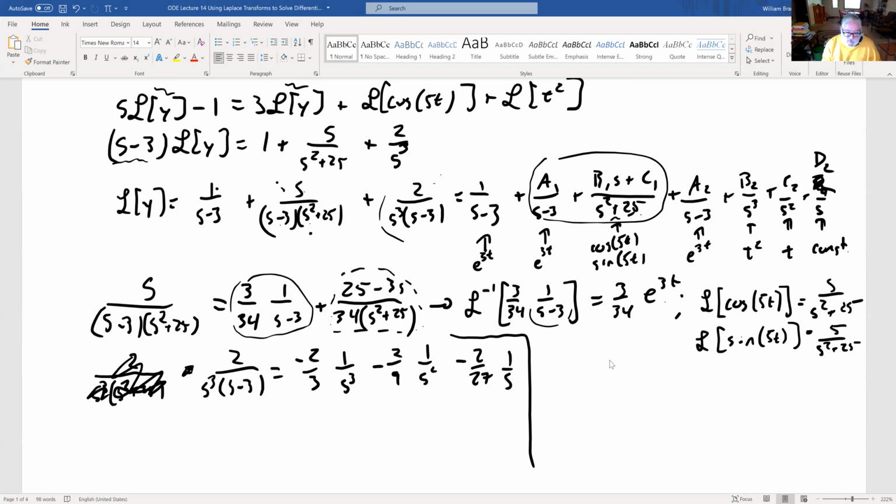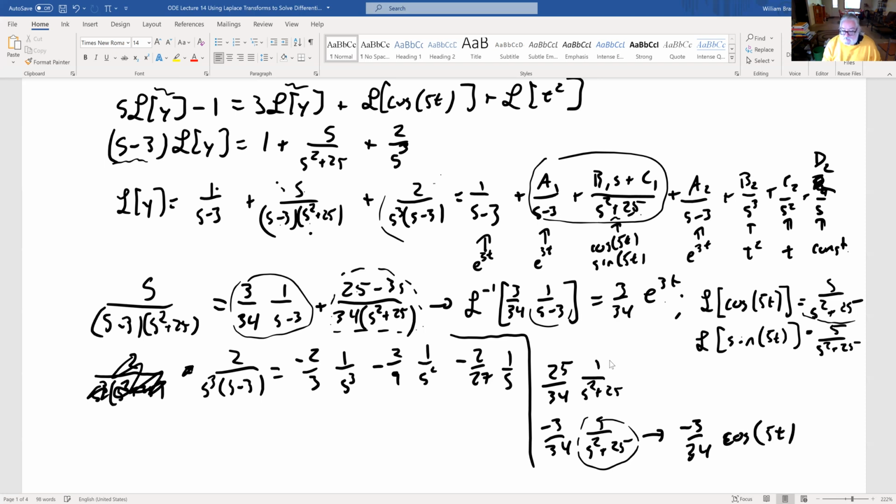So we'll first separate this. We'll take a 25 over 34 times 1 over s squared plus 25. That's the 25 over that. And then we also have a minus 3 over 34 s over s squared plus 25. So this is good, right? S over s squared plus 25, that's just this. So this is going to come from cosine 5t. So the Laplace transform of cosine 5t is s over s squared plus 25, and then you multiply by the minus 3 over 34 to get that.